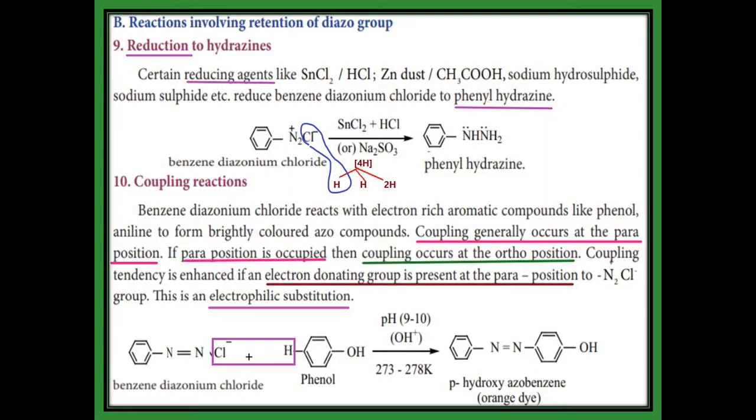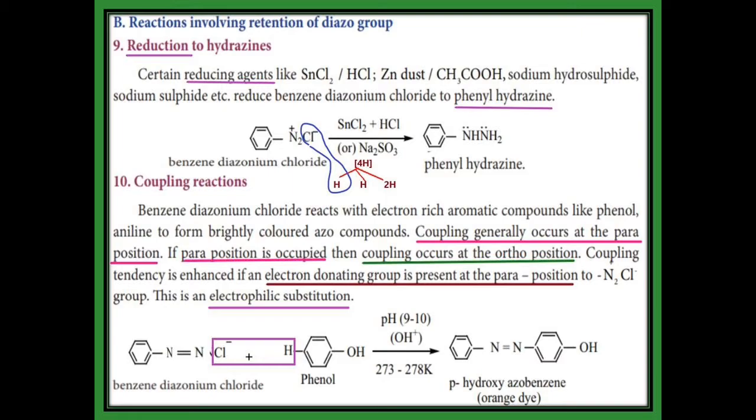Then benzene diazonium chloride, here we are going to add 4 hydrogens. One hydrogen takes away the chlorine, then the other hydrogens split the nitrogen. One nitrogen is attached with one hydrogen, another nitrogen takes 2 hydrogens, so that we get phenyl hydrazine. Phenyl is attached to NHNH2, that is called hydrazine.